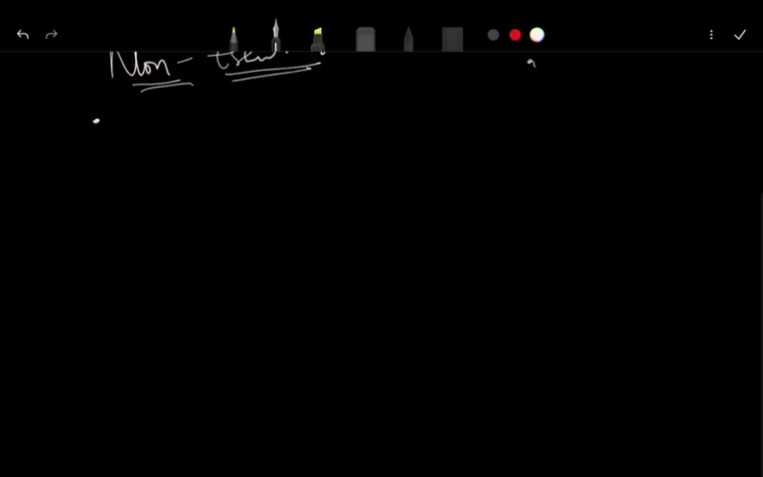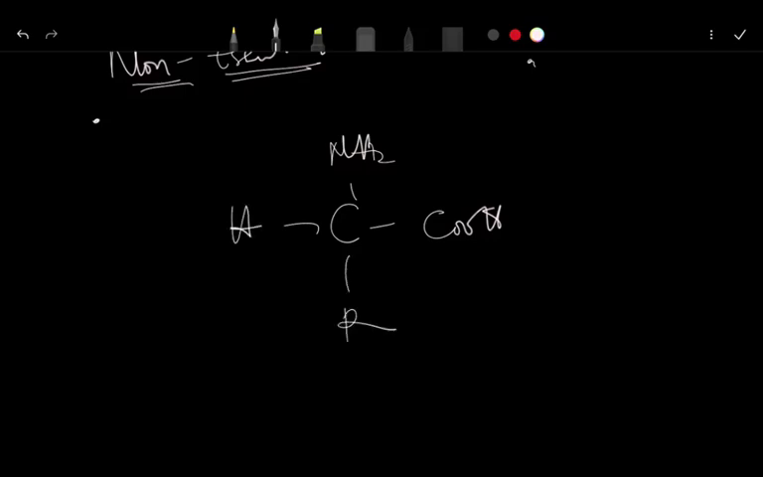So I'll just put down the general structure of an amino acid. Here we have C, here we have COOH, here we have the amine group, then here we have H, then here we have the side chain. So the idea is this: if you want to break down an amino acid, the first thing to do is to remove the amine part. You need to remove this part from the amino acid. That's the first thing to do.